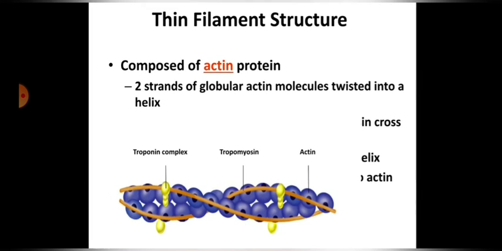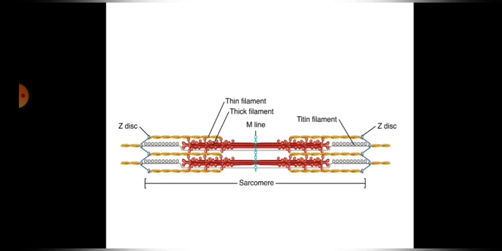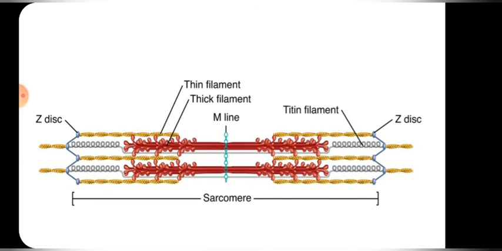Here you can see the troponin complex depicted by yellow color and tropomyosin, which is the twisted brown color, and then the spherical rounded actin in blue color. This structure shows the sarcomere, and again there's an elaborate structure depicting the thin and the thick filament showing the globules, the Z disc, the titin filaments also.